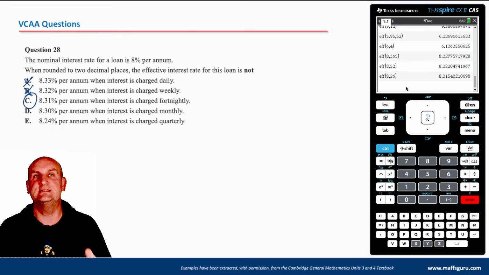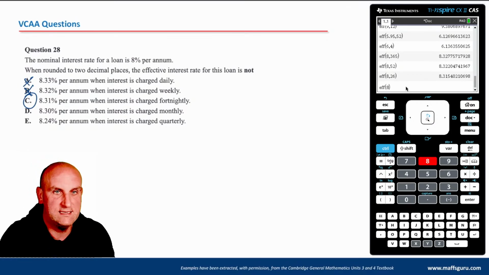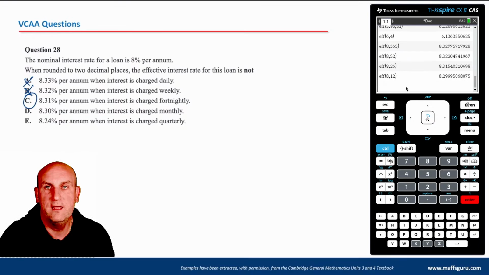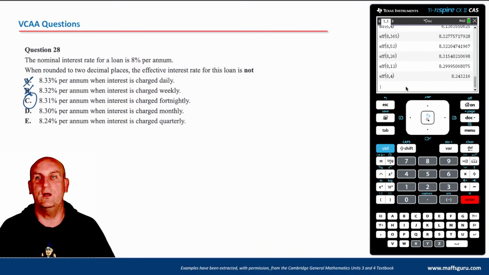Now, ideally in an exam, you would then check D and E just to make sure you haven't made a mistake. So I'm just going to do that now. EFF of 8, 12. That's 8.30. That seems correct. And again, EFF of 8, quarterly, which is 4, 8.24. So there we go. I'm fairly sure that actually it is C.